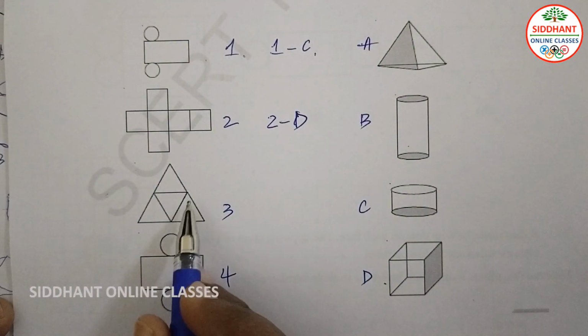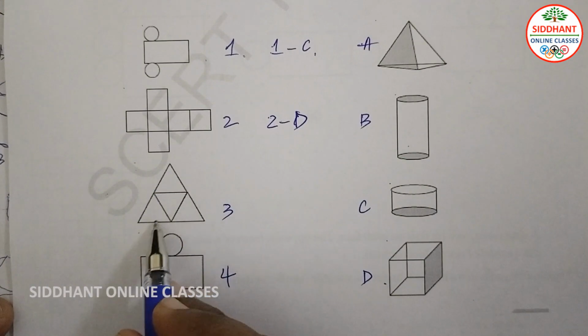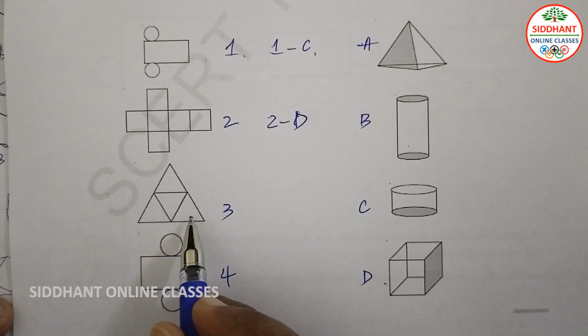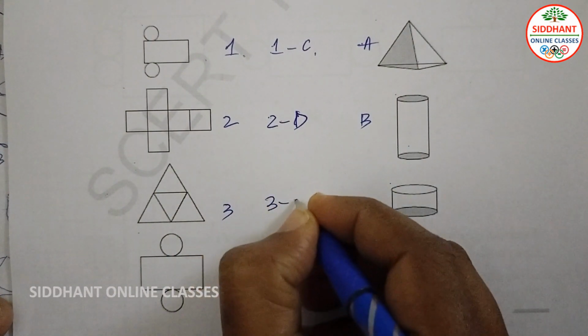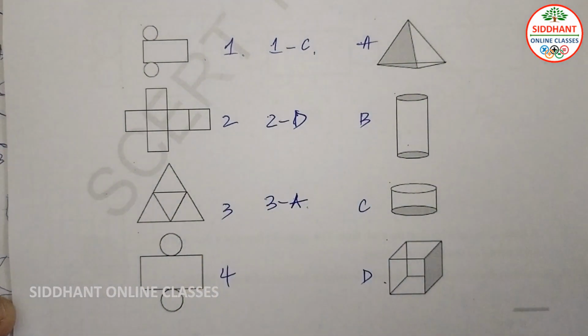Third figure, when you see triangle shapes, when you fold here, it looks like a pyramid. So the pyramid shape is A here. So 3 is matching with A here.